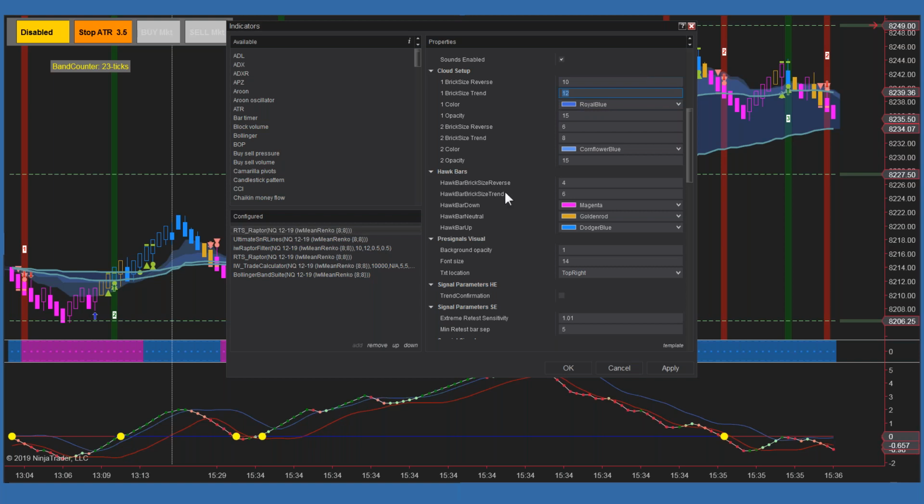Your Hawk brick size down here is 75%, 0.75 of your brick size. So if my brick size is 10, well, I can't change it to 7.5, so I either need to change it to 7 or to 8. And again, 1 tick, it isn't really going to matter that much. So feel free to play with it.